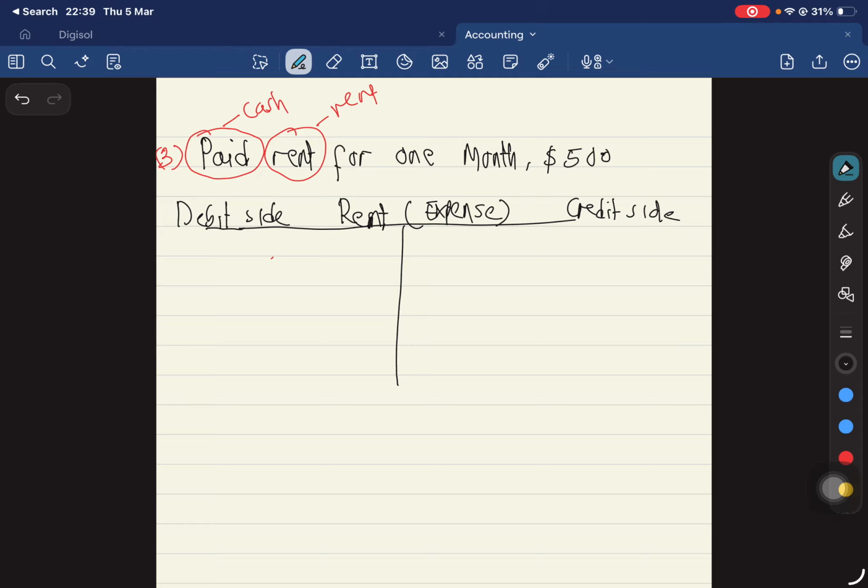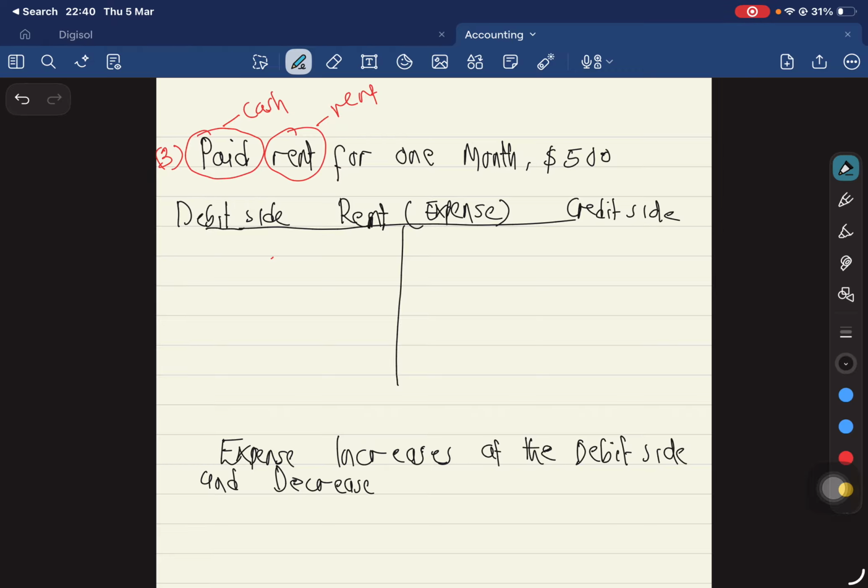So let's state the rules regarding rent. Per the accounting rule, rent, which is an expense, increases at the debit side and decreases at the credit side.